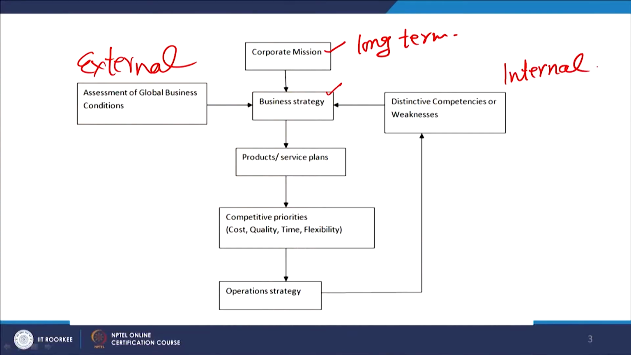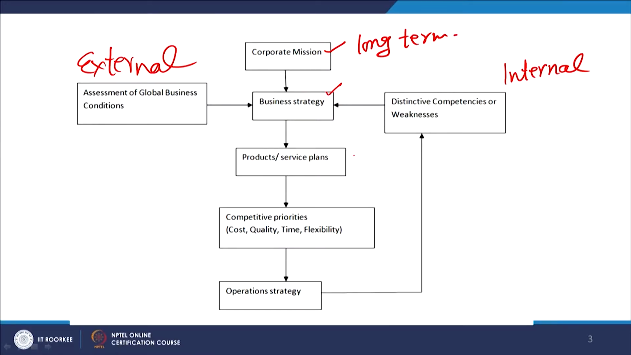So your mission statement, the external environment of the business, and the internal environment of the organization, all these three things give you the business strategy formulation. Then, with the help of this business strategy, the product and service plans are finalized. What type of product and service plans do you want to have for your organization?